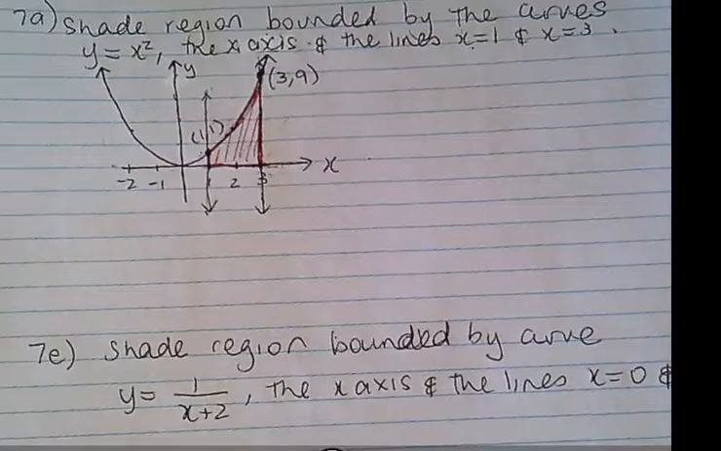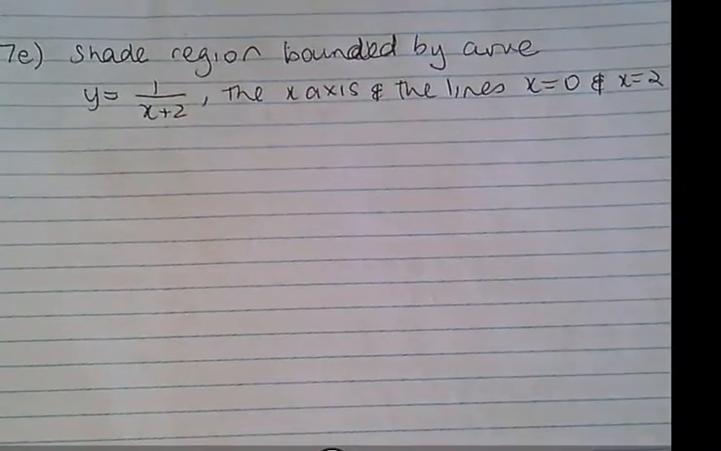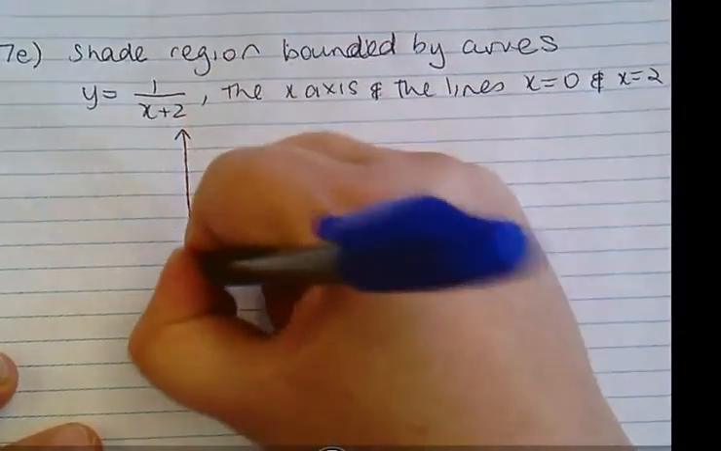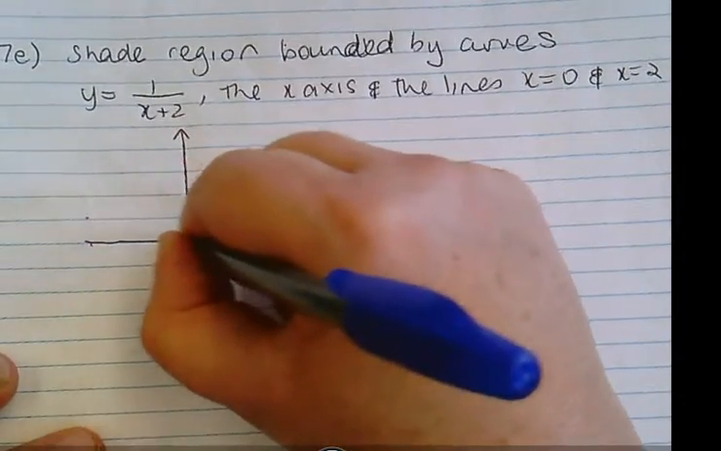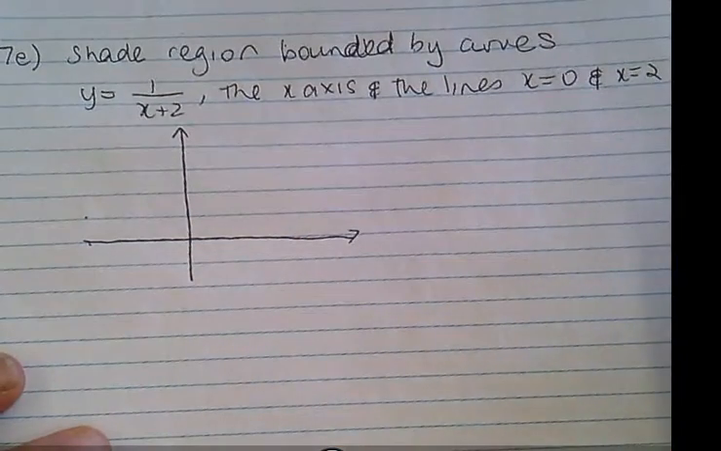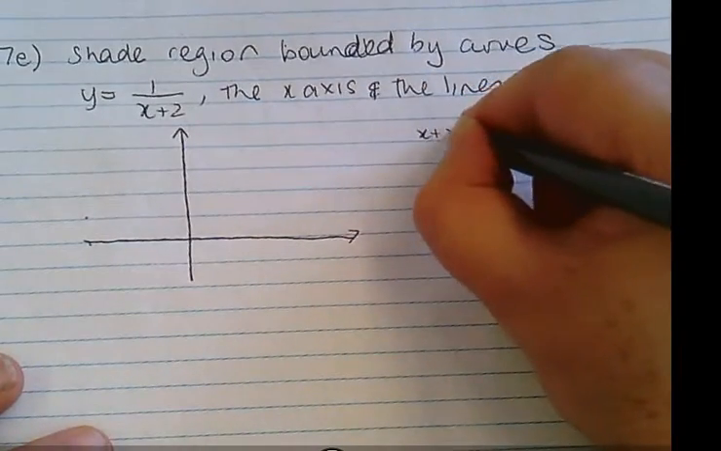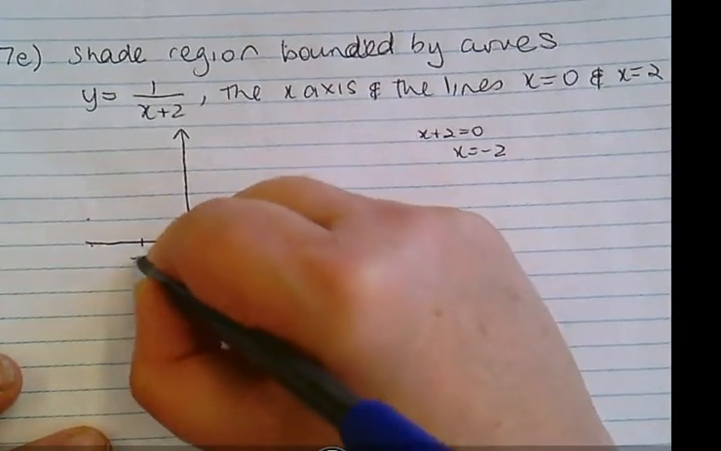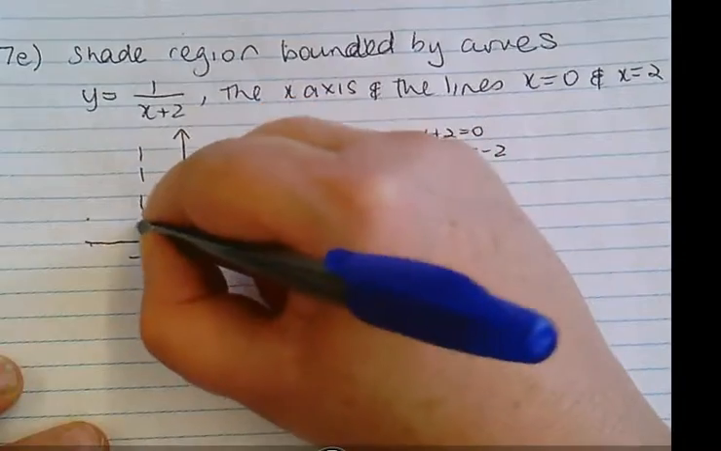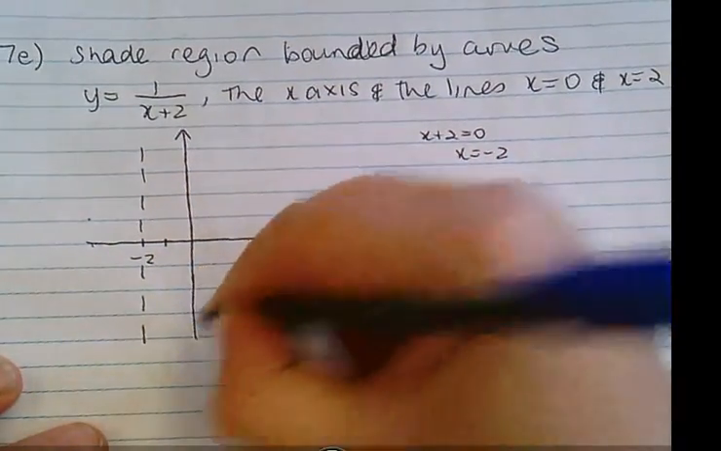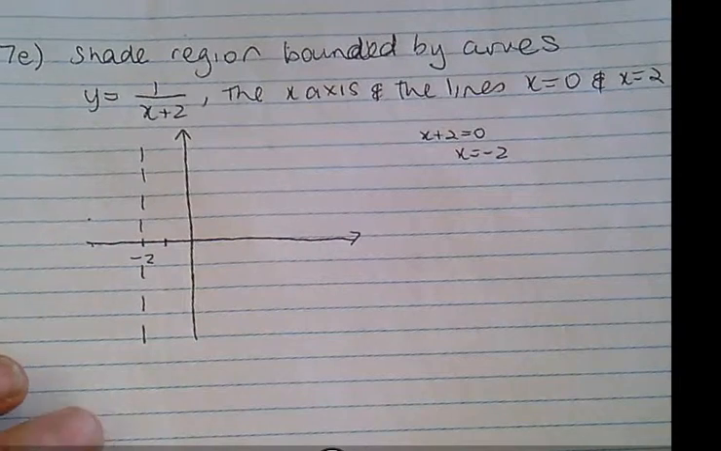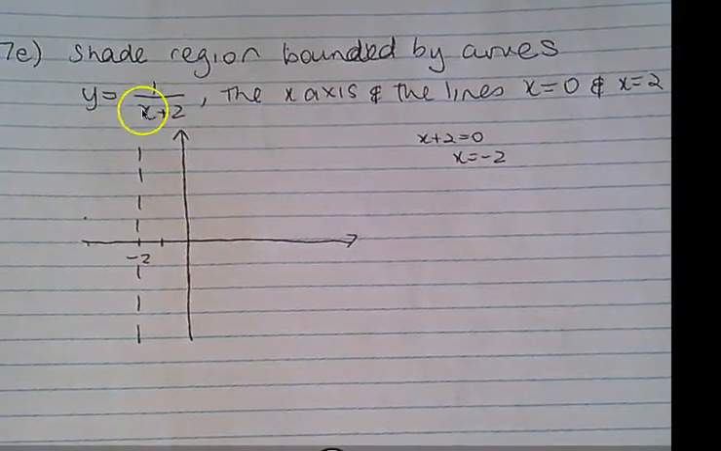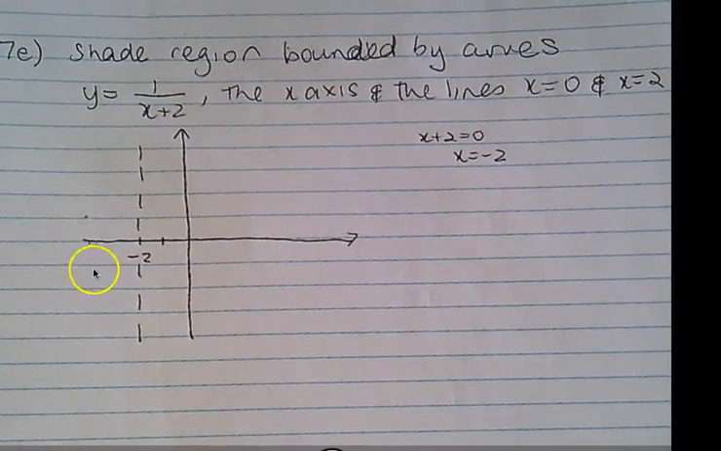Okay. All right, the next one. Shade the region bounded by the curves y equals 1 over x plus 2. Now that is a what? Hyperbola. Hyperbola shifted. What makes x plus 2 equal to 0? x is negative 2. So shifted 2 to the left, asymptote there. Which quadrants would you sketch this? Isn't it the positive 1 and 3?